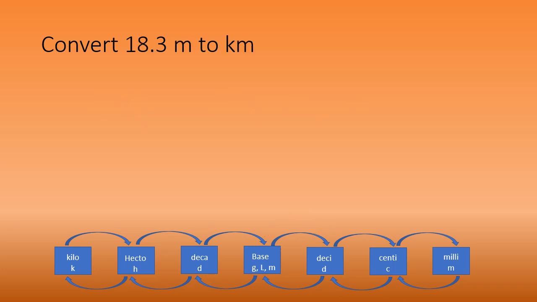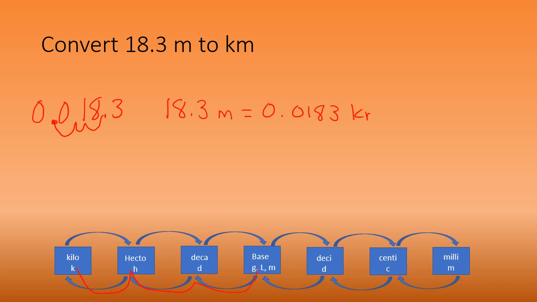Here we are asked to convert 18.3 meters to kilometers, so we will write 18.3 down. We see that to go from the base unit meters to kilo, we need to move 1, 2, 3 jumps to the left. So we take our decimal and move it 1, 2, 3 jumps to the left. We replace it and we add in zeros. I like to put a 0 in front of the decimal as well. We see that 18.3 meters is equal to 0.0183 kilometers.